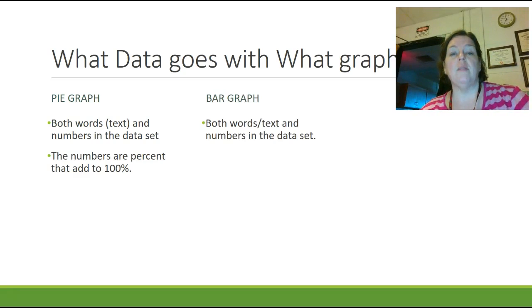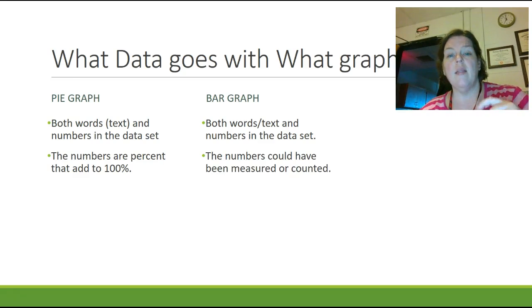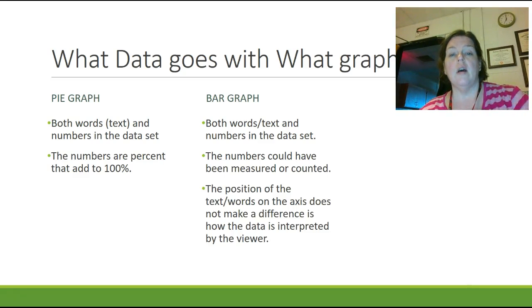Bar graph: it's both words, text, and numbers in the data set, much like a pie graph, but instead the numbers have been measured and counted. They're not percents that add to 100. If they're percents, they're going to be percents that are less than or greater than 100. Also, the position of the words or text on that x-axis is not going to make a bit of difference. So you don't have to worry about that because you can interpret it the same way no matter where they are.